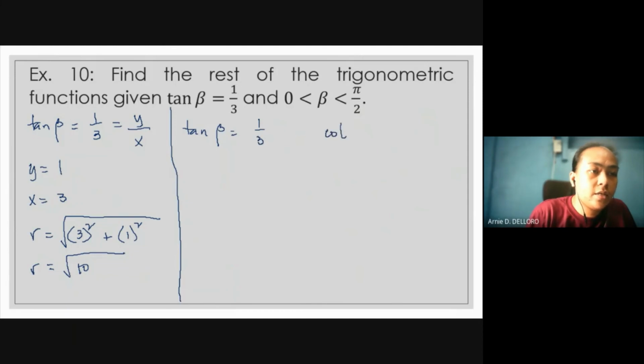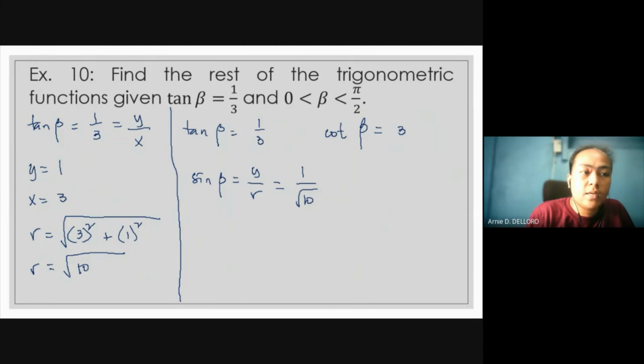Yung cotangent, yung reciprocal lang naman yung value ng tangent beta natin. So this will be equal to 3. Yung sine beta, di ba, kung matatandaan nyo ay y over r. Y is equal to 1. R is equal to square root of 10. Since mayroong radical symbol sa denominator, kailangan natin siya i-rationalize. So this is equal to square root of 10 over 10. Which is pareho lang naman nung nasa unang solution natin.